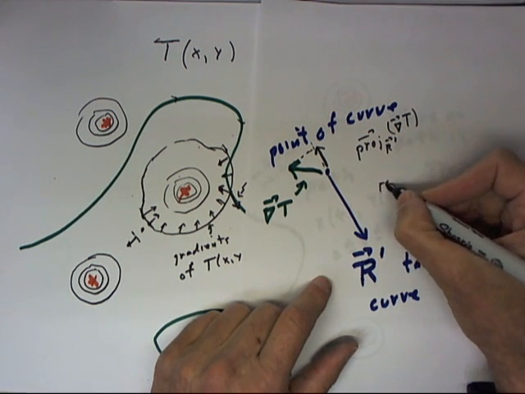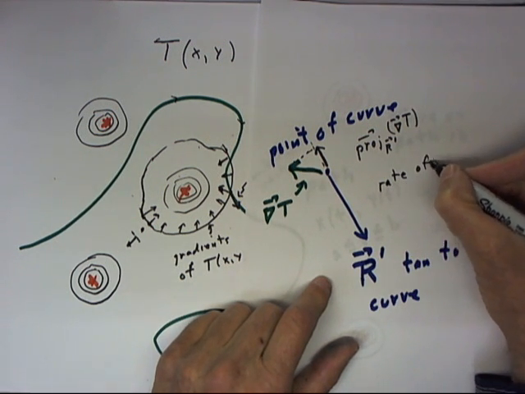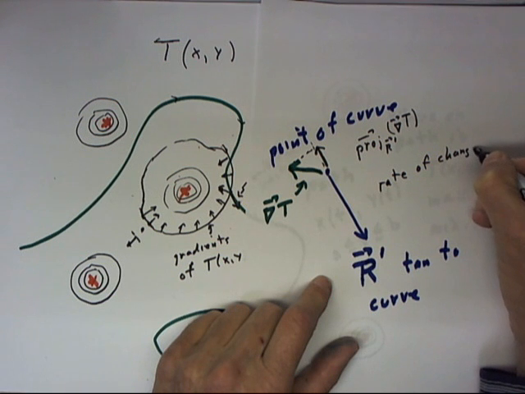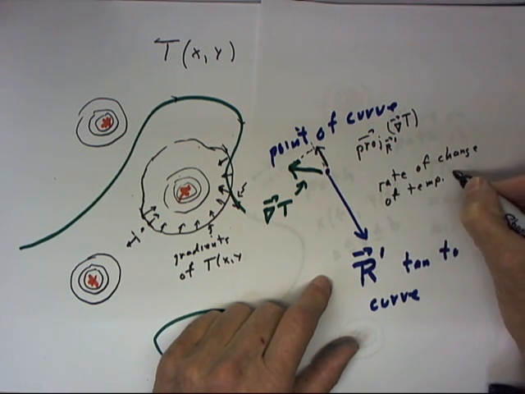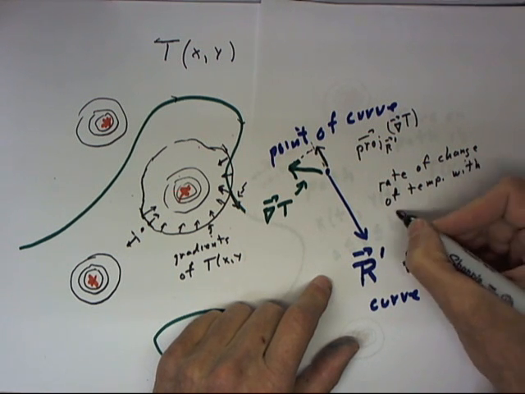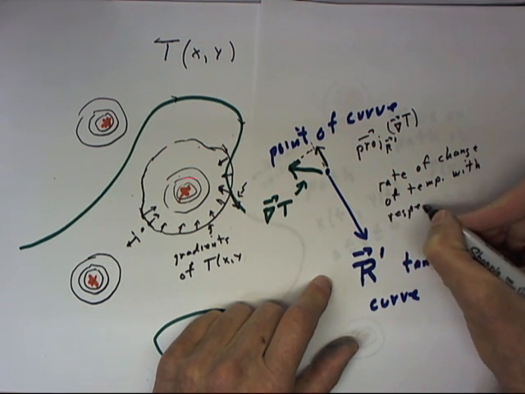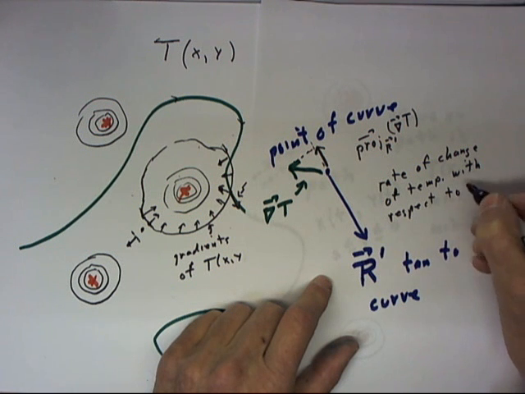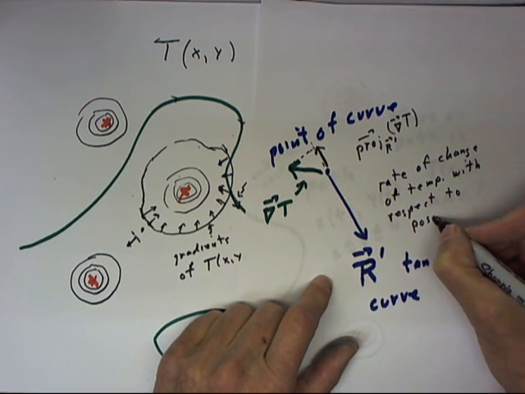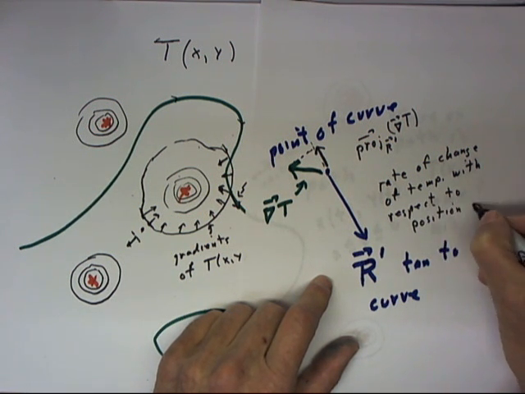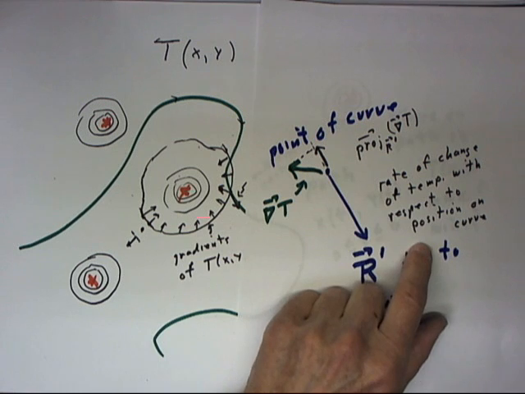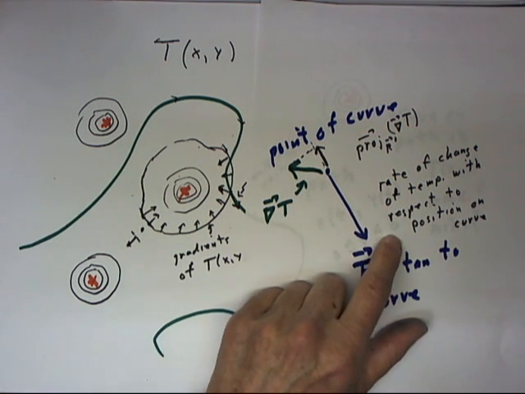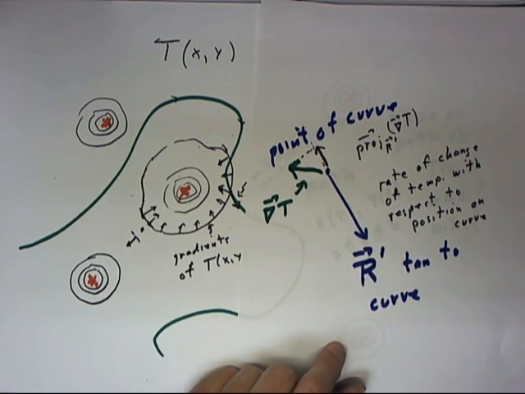And that should be the rate of change of temperature with respect to position on the curve. I'm not going to present an entire argument to justify this, but let's just say intuitively this makes a certain amount of sense.